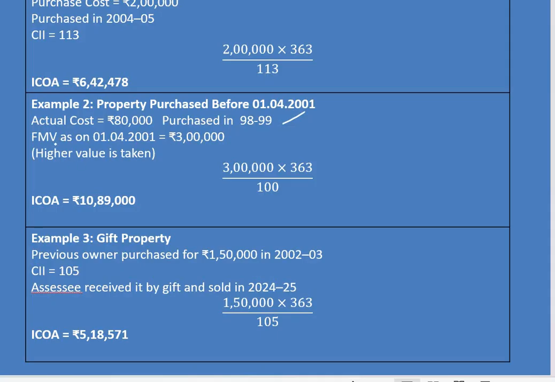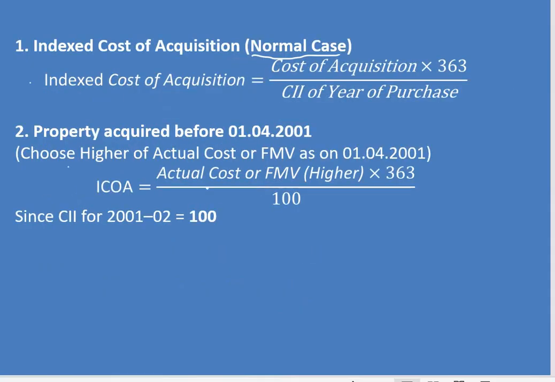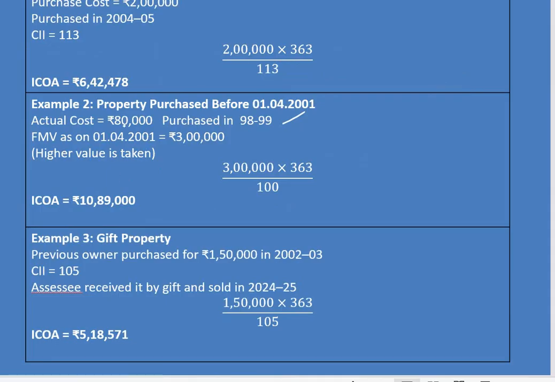They will give in the question the fair market value as on 1/4/2001, which is 3 lakh. For the same property, his purchase cost is 80,000, but in 2001, what was its value? 3 lakh. So, how will you calculate the indexed cost of acquisition? Index cost of acquisition is equal to, now only we have looked into the formula, actual cost or fair market value as on 1/4/2001, whichever is higher. Here you see 80,000 or 3 lakh, whichever is higher, 3 lakh. 3 lakh into 363, that is our previous year CII, divided by the base year. It started in 2001 only, so it should be 100. So, 3 lakh into 363 divided by 100 is equal to 10,89,000. So, the value in 2001 is 3 lakh.